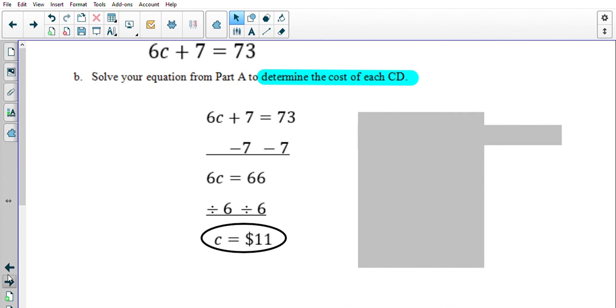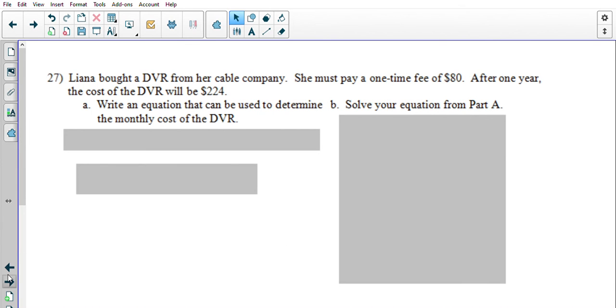All right, let's try another one of these. In question number 27, it says, Liana bought a DVR from her cable company. She must pay a one-time fee of $80. After 1 year, the cost of the DVR will be $224. A. Write an equation that can be used to determine the monthly cost of the DVR. B. Solve your equation from part A.